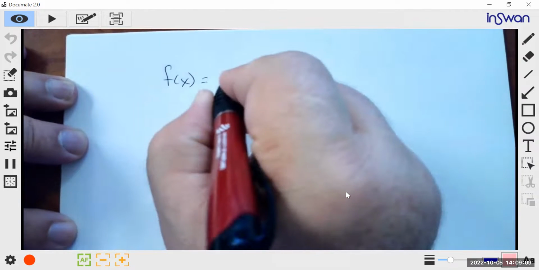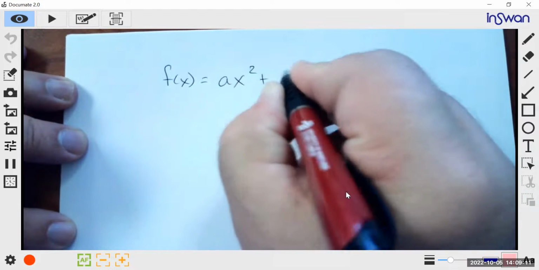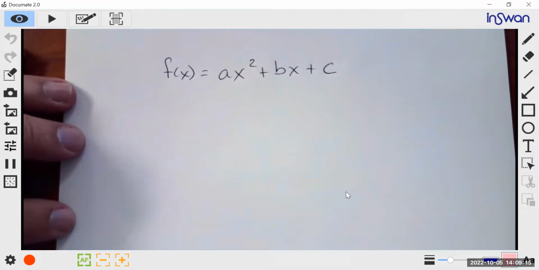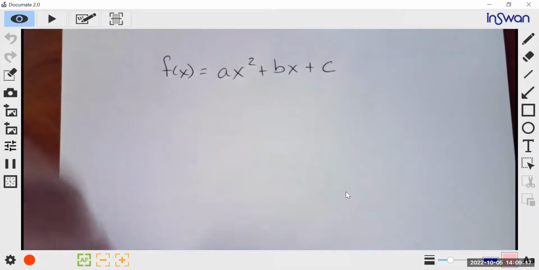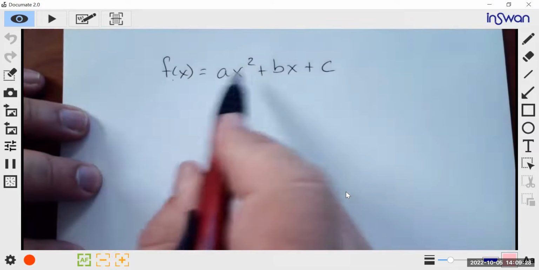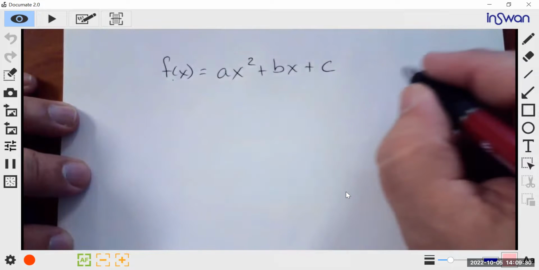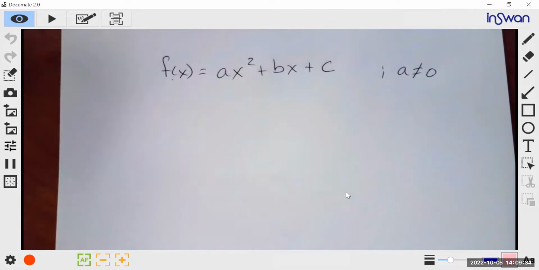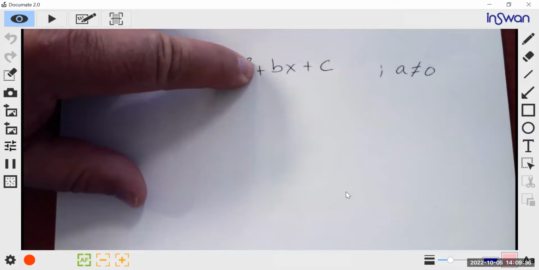Now let's look at if we had, what form is this? That's quadratic in standard form. So a quadratic function is the function in standard form. The only thing about this is a cannot equal 0, because if a equals 0, we no longer have a quadratic equation. We have a linear equation.